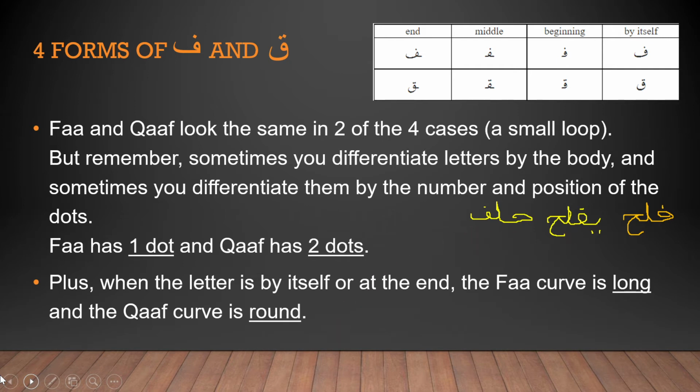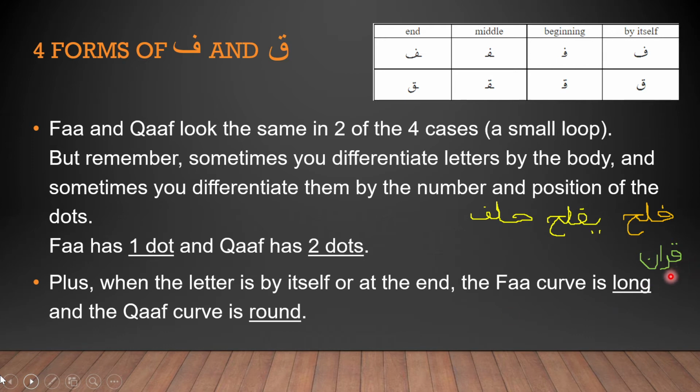Now for Qaf, we can take Quran. The first one will be Quran. Wait, let me change the color. So the first one is Quran. So yeah, this is more visible, right? Now see, can you see any difference in Fa and Qaf right now? No. But when you put the dots, we clearly see that Fa has one dot and Qaf has two dots on top of it.